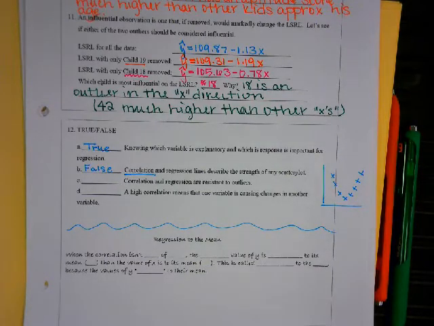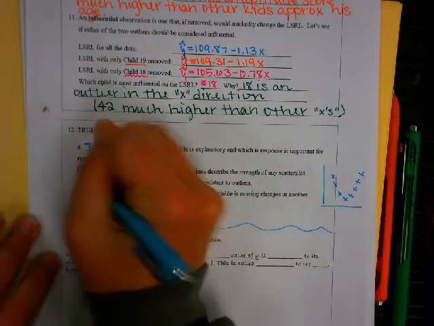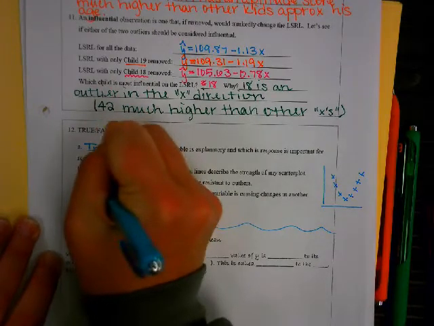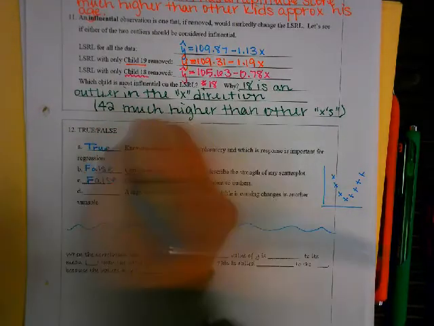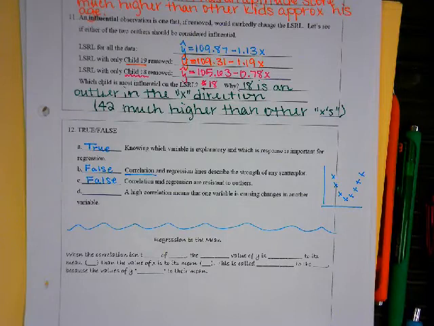And then D, a high correlation means that one variable is causing changes in another. How many of you say true? Hannah? I'm very disappointed in you. What? How many of you say false? Hannah? Correlation does not imply causation. Killing me. You should.